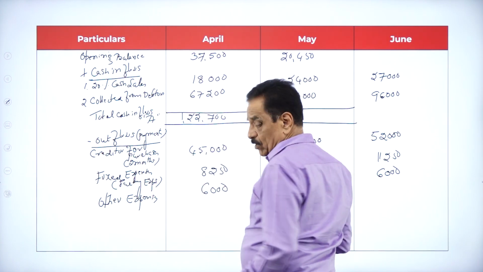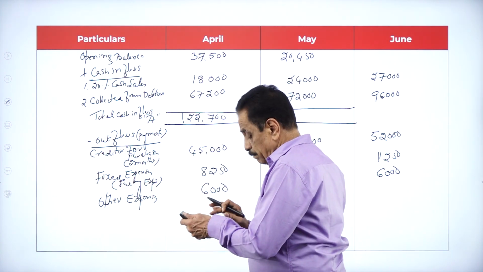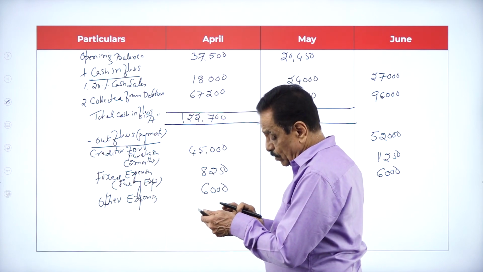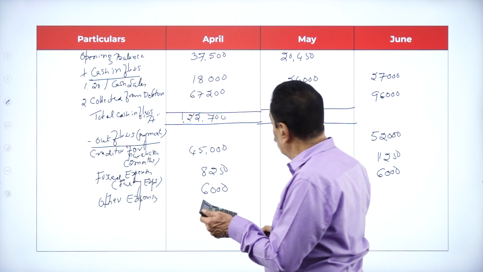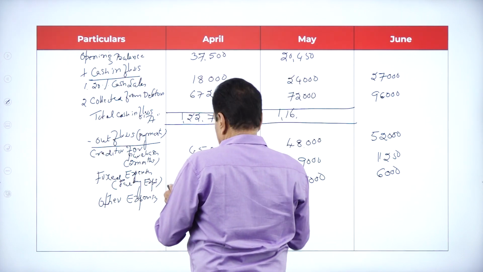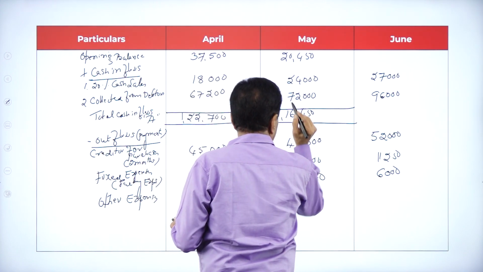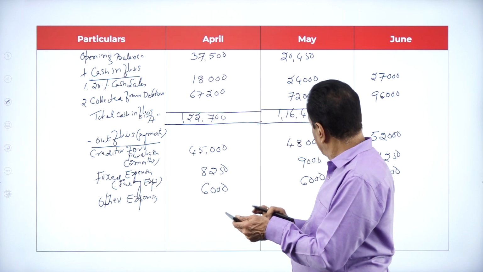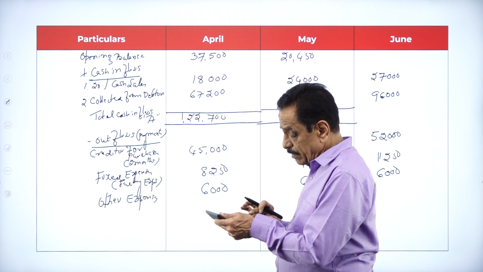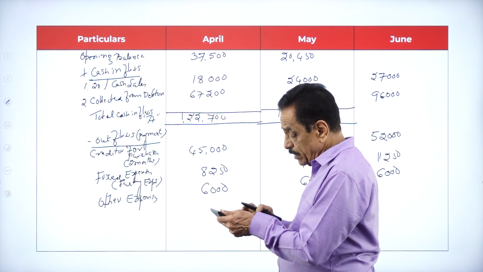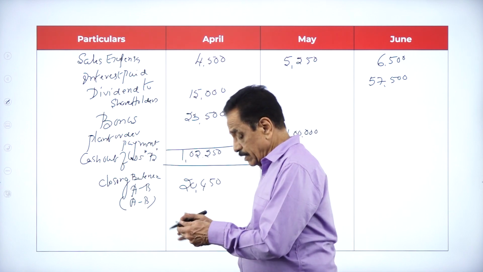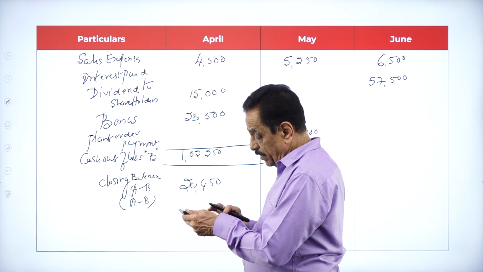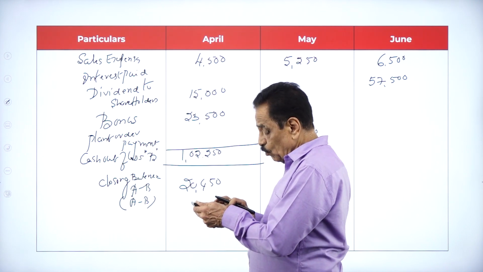Add the figure. 20,450 plus 24,000 plus 72,000, 1,16,450. Add the outflow. 48,000 plus 9,000 plus 6,000 plus 5,250 plus 1 lakh.